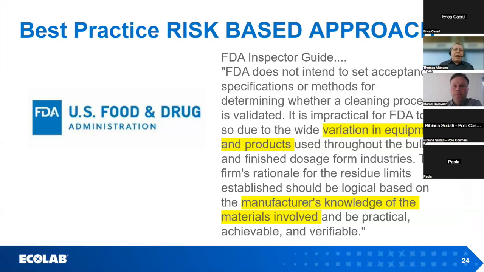What does the FDA tell us? They know that the risk is there because they say there is a big variation of equipment and products produced in each site making personal care products. So this is why they say we will not give a fixed guidance on how to do things. We want to make this based on the manufacturer's knowledge and of the materials involved.